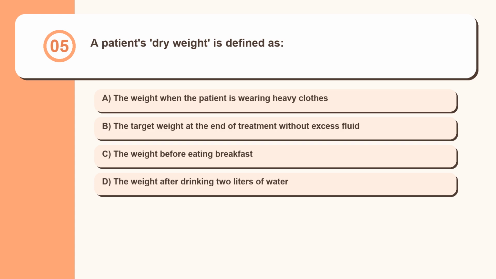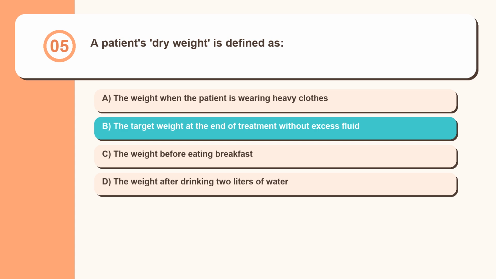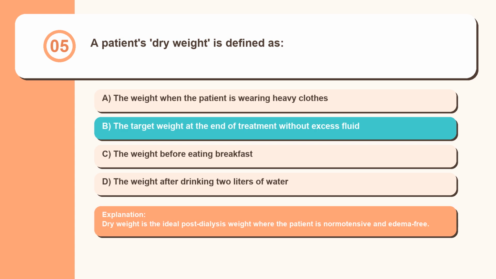Question 5. A patient's dry weight is defined as the weight when the patient is wearing heavy clothes, the target weight at the end of treatment without excess fluid, the weight before eating breakfast, the weight after drinking 2 liters of water. Dry weight is the ideal post-dialysis weight where the patient is normotensive and edema-free.